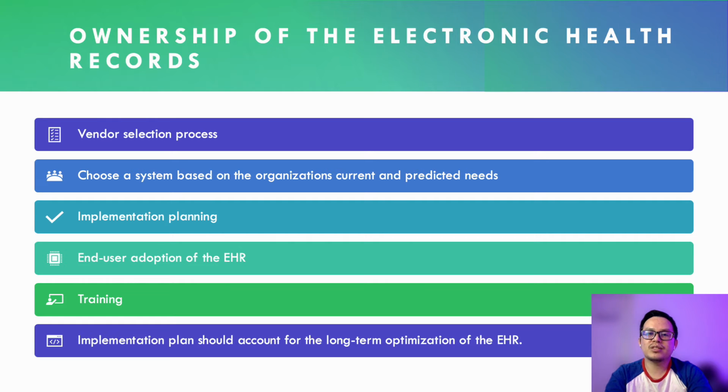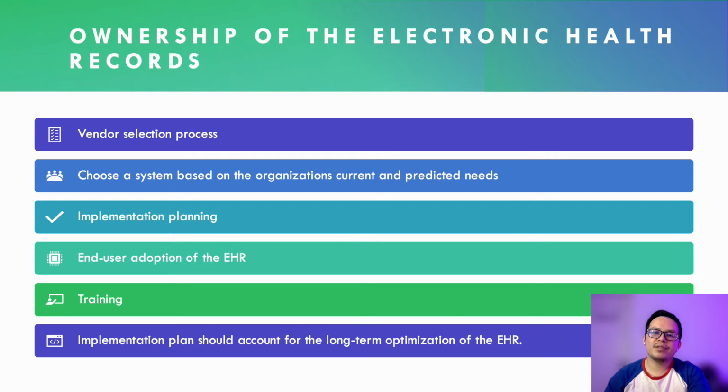Number two, choose a system based on the organization's current and predicted needs. In this phase, you will see demonstrations from vendors of EHR products. One should compare each product's features based on the completed needs assessment. So remember, you survey your people, right? What they need, what they want, and make sure when you choose the software in step two, you choose based on the needs assessment, not based on under-the-table cuts or anything else.